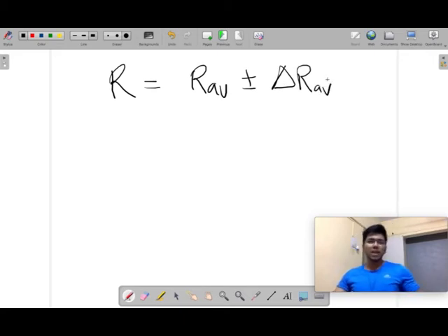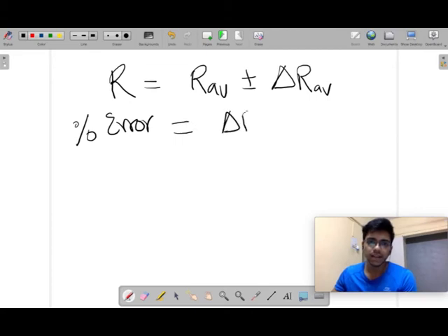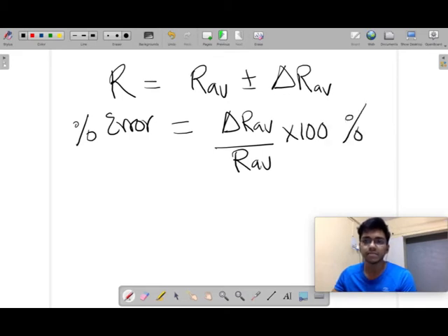Now, in some cases, you will represent it with percentage error. I'll tell you what exactly you mean by percentage error. Percentage error is defined as delta R average divided by R average, multiplied by 100. It's very simple. It's just the way you represent it.